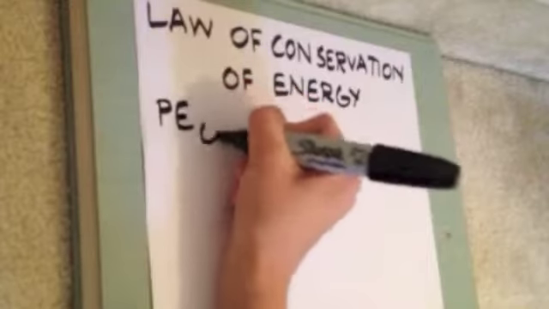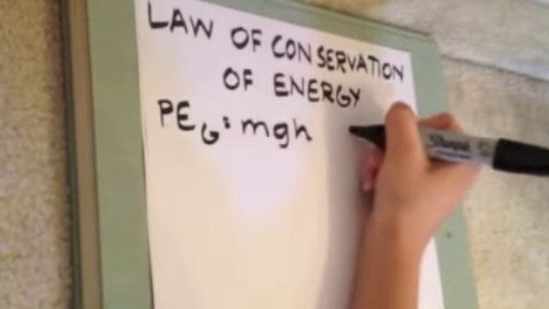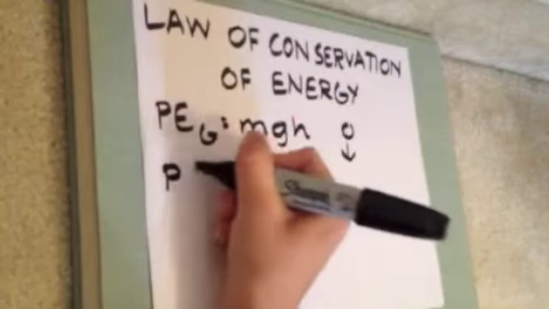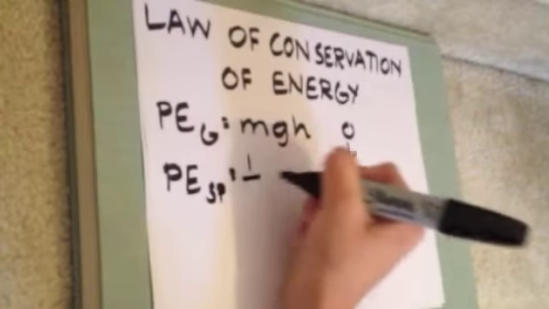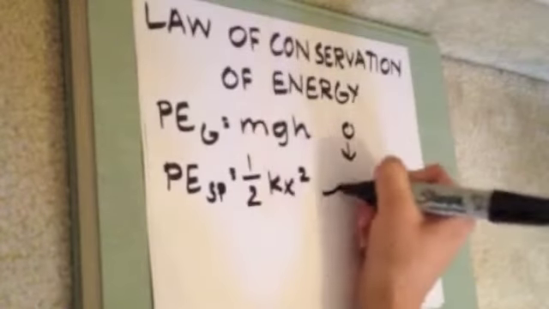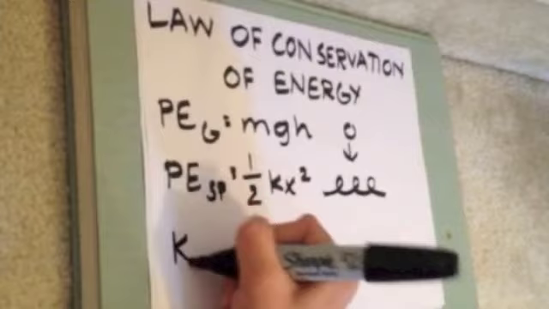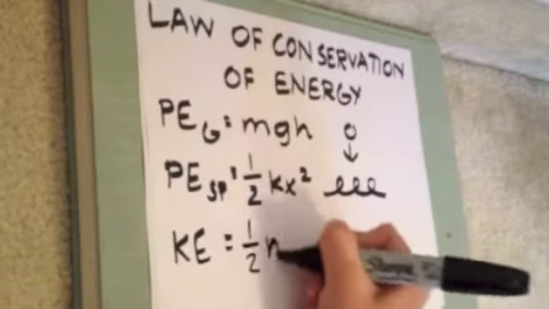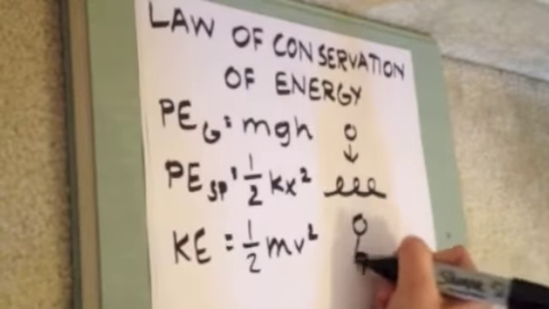The three equations needed for energy are potential energy gravitational equals mgh, potential energy spring equals 1/2 kx squared, and kinetic energy equals 1/2 mv squared. We can ignore potential energy spring because it is not used in roller coasters. So, for example, at the top, Lexi only has PEG, but the moment she lets go, she now has KE and PEG. At the bottom, she only has KE.